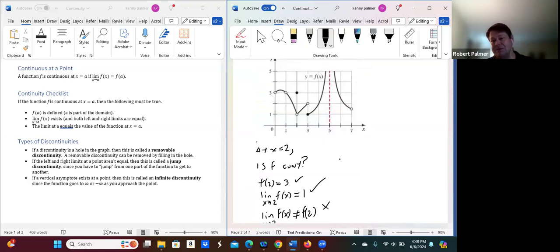Now let's think about x equals 3. Once again, the same question: is f continuous at that point? Let's go through our checklist again. First off, is f of 3 defined? It is. If we look, f of 3 is actually 1. So it's defined there. We'll call it a solid dot. If both were filled in, it would no longer be a function at that point.